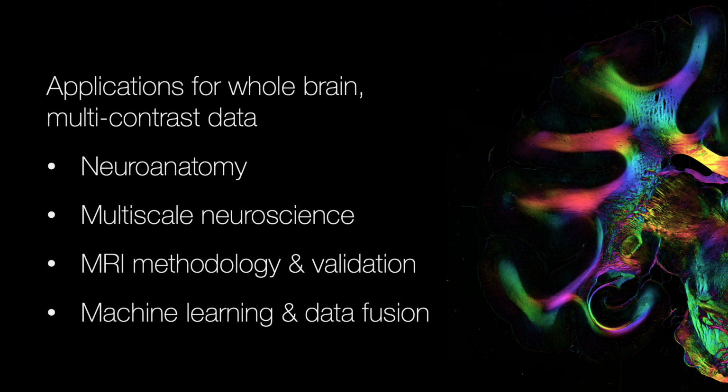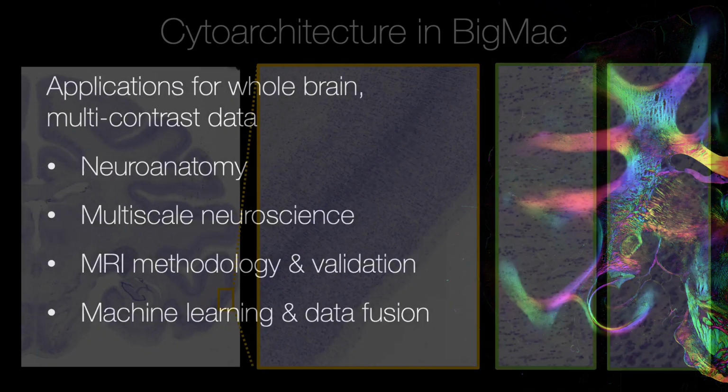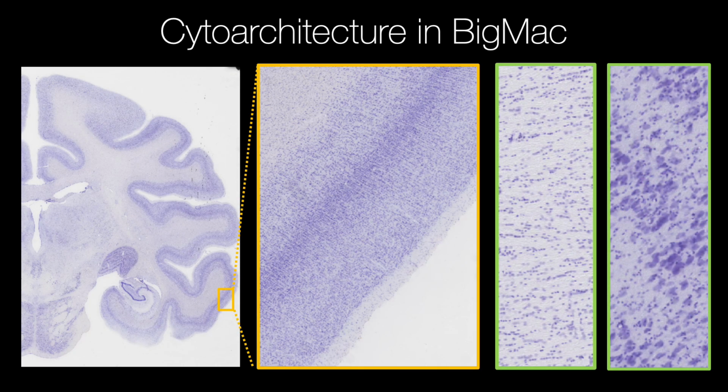However, today I would like to highlight one example analysis afforded by the BigMac dataset. This analysis is inspired by the recent acquisition of Nissl-stained histology in BigMac, where we can easily visualize the cortical layers due to the difference in cell body density, as well as orientational information from glial cells in the white matter and to some extent cell bodies in the cortex, which tend to align with the expected fibre orientations.